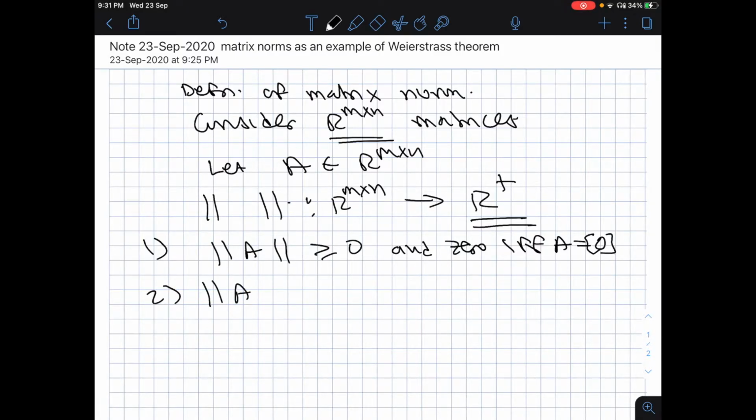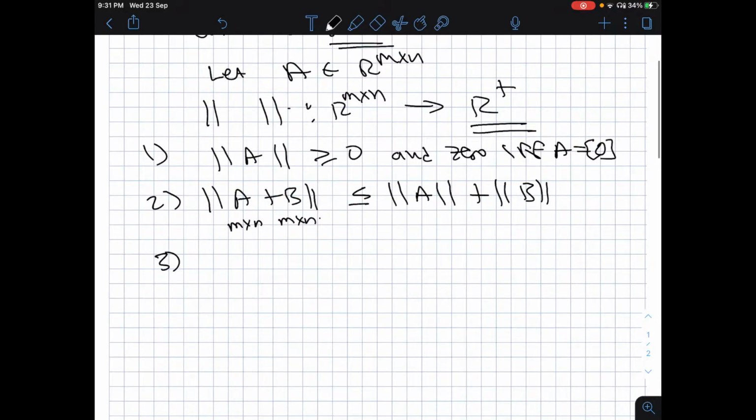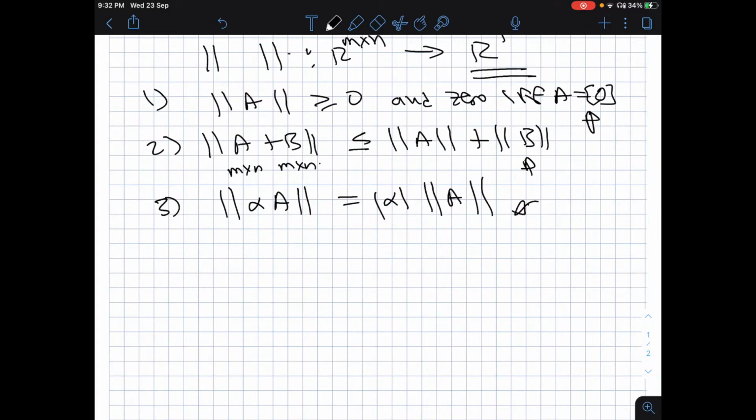Two, if you apply the norm function to the sum of two m cross n matrices A and B, then the norm should be less than or equal to the sum of the individual norms of A and B. And three, if I scale matrix A by a scalar alpha, then the norm is also scaled by the modulus of alpha. This is the triangular inequality, the scaling property, and the non-zero property. These are the three key properties: if you can invent a function which meets them, then you can define a distance-like norm function on m cross n matrices.